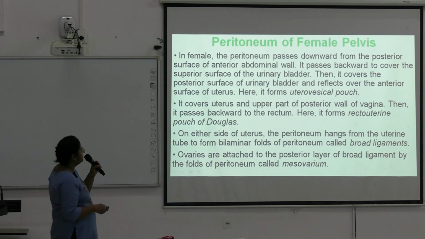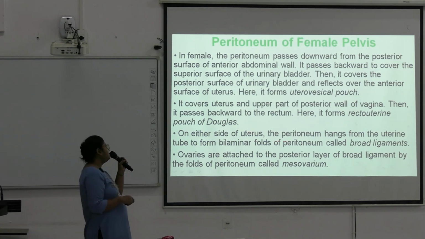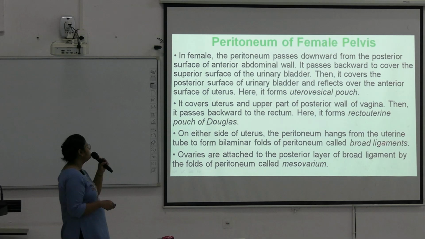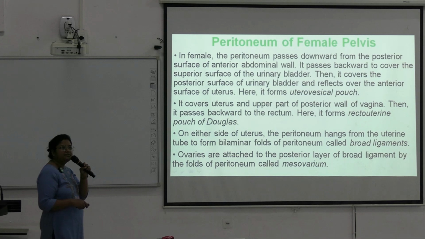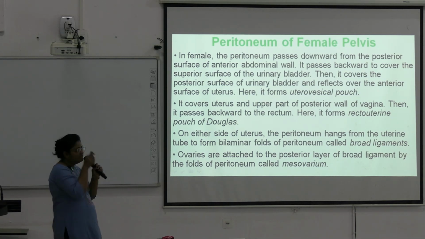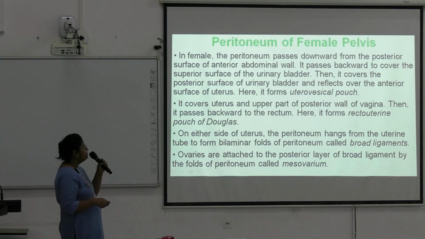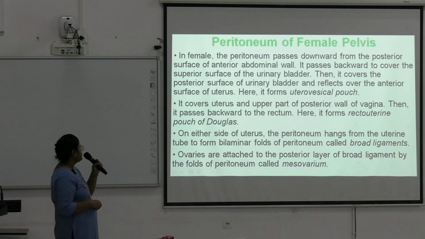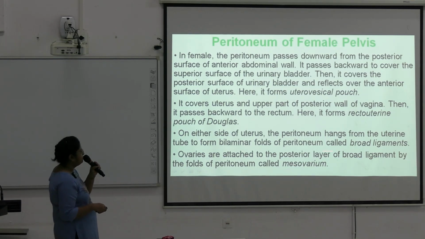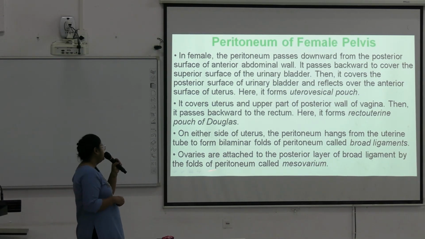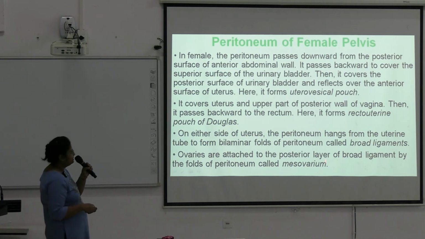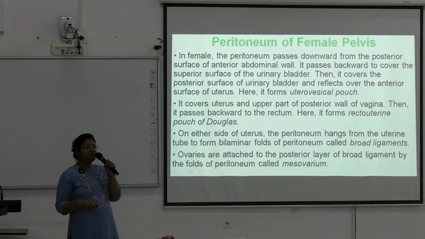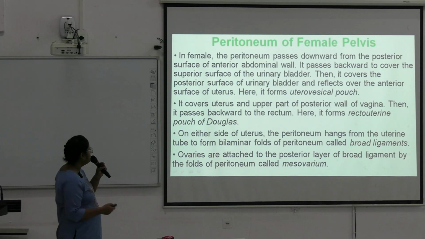Okay, most dependent part. On either side of uterus, the peritoneum hangs from the uterine tube to form bilaminar folds of peritoneum called the broad ligaments. Broad ligaments are formed by peritoneal reflection, an important support of uterus. And ovaries are attached to the posterior wall of broad ligament by the fold of peritoneum called mesovarium. This is the mesentery of the ovary.